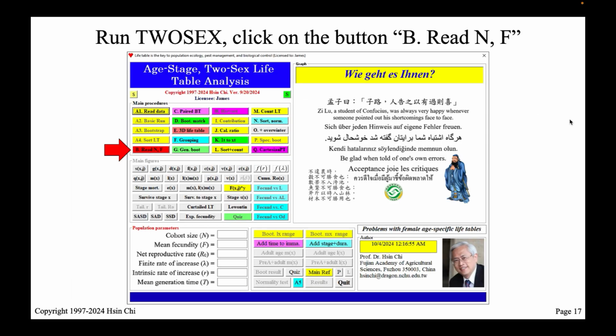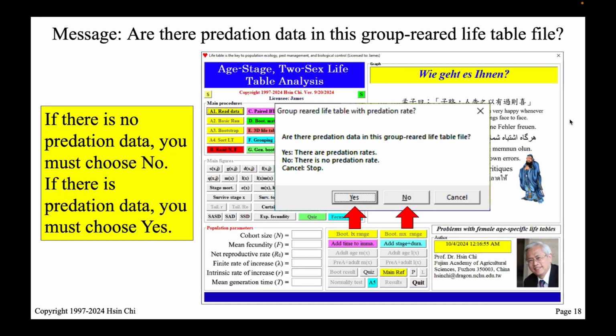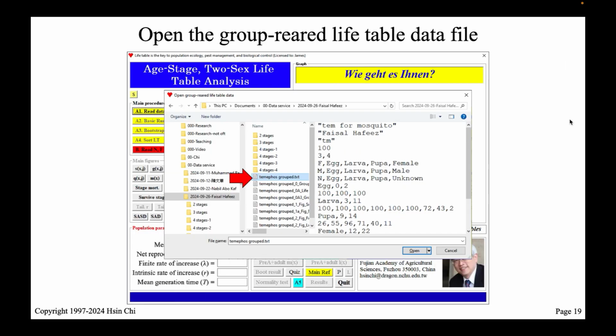Once you have prepared your data file, you can run toSeq and click on B read NF button. You will see the message: Are there predation data in this group read live table file? If there is no predation data, you must choose no. If there is predation data, you must choose yes. Then you can open the group read live table data file.